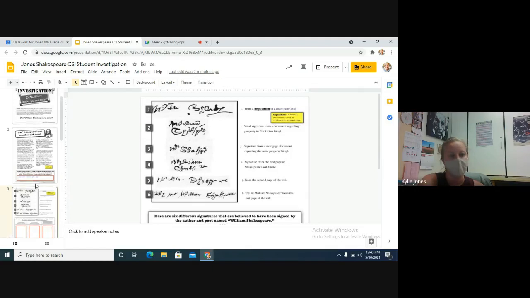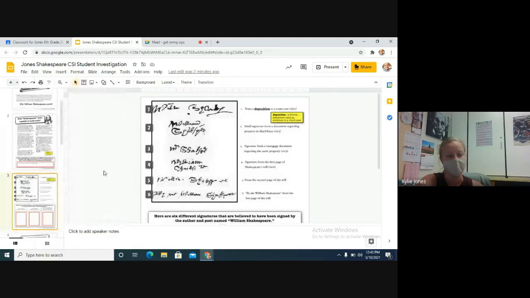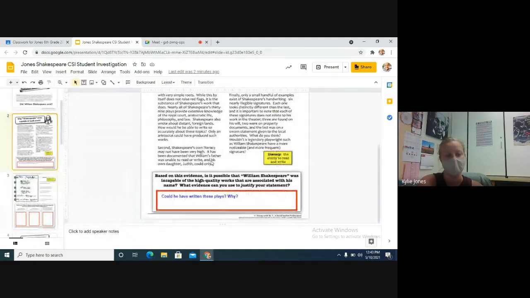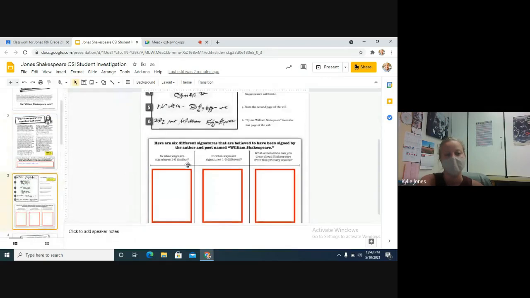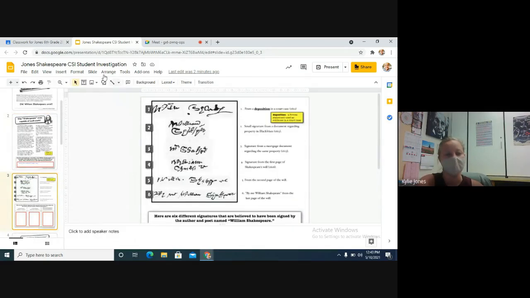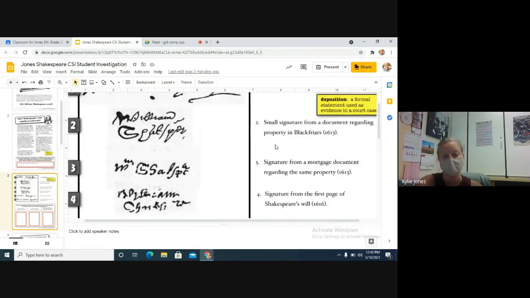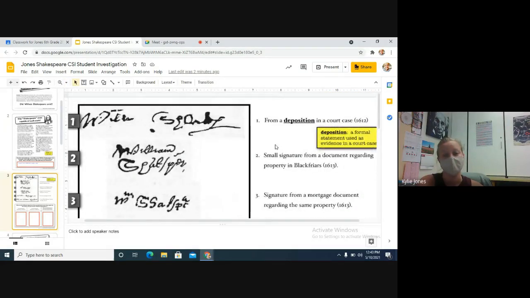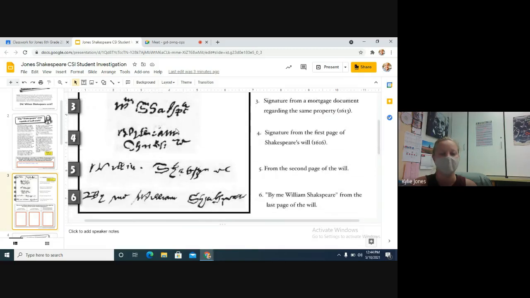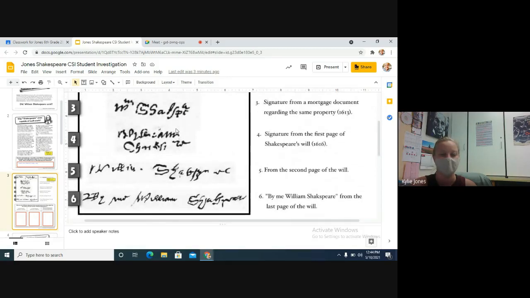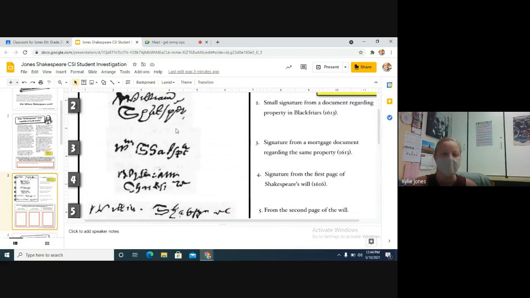Let's look at our next slide. Slide number 3. Okay, come on, man. Here we go. I'm going to zoom in a little bit on this one. So these are all of the different signatures that we just read about. These are the 6 signatures that they have from William Shakespeare.